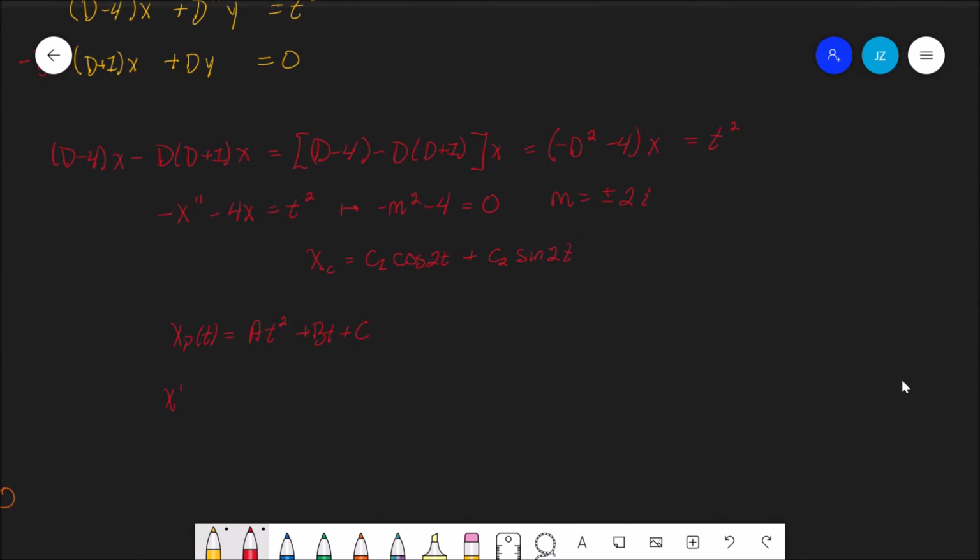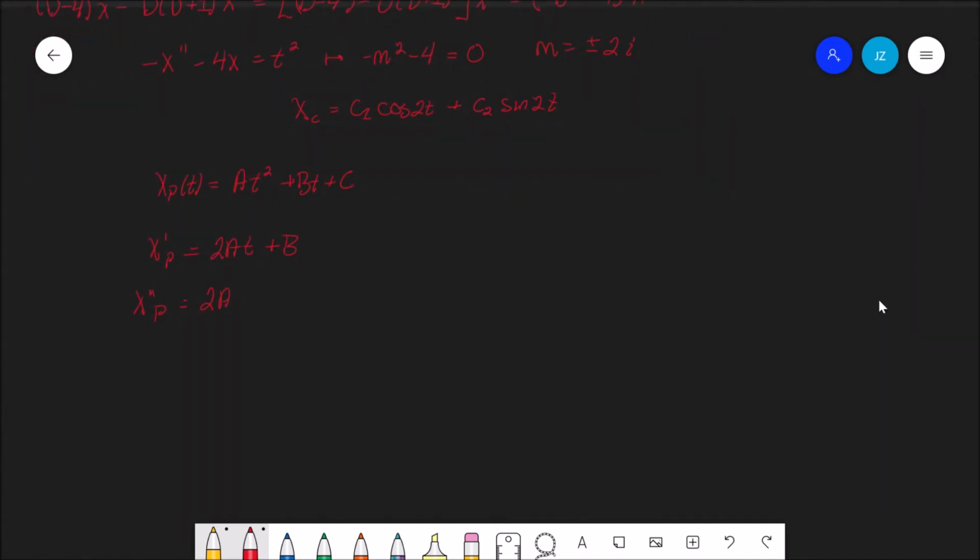So x prime is 2at plus b, x double prime is 2a. We plug all that in, we're going to get negative 2a minus 4 times at squared plus bt plus c. So this is negative 4at squared minus 4bt minus 2a minus 4c. That has to equal t squared.